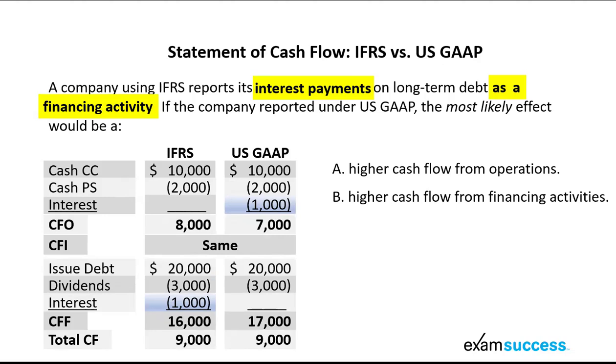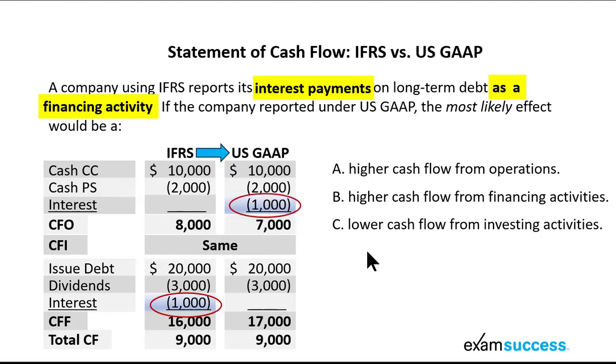Okay, let's bring back our question. Here are the three choices, and now we can start to identify the answer. Remember, we're going from IFRS to US GAAP. That's how we've got to answer these questions. The only difference is where the interest payment is. Now we can crack the code. Going from IFRS to US GAAP, the choice says higher cash flow from operations, and it does go up? Looking at the example, going from IFRS to GAAP the cash flow from operations actually goes down. So let's get rid of choice A.